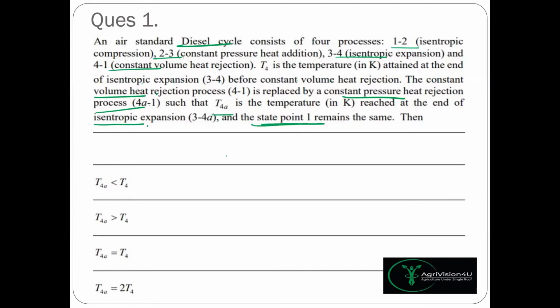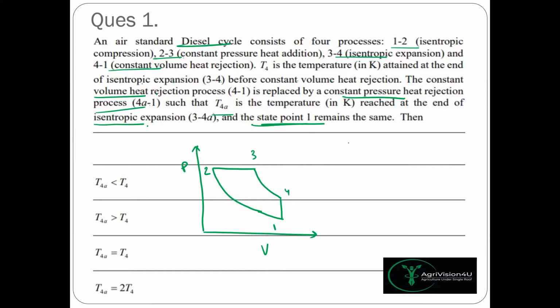So for this, let's just draw the PV diagram first. The first process is isentropic compression, 1 to 2, then constant pressure heat addition, then isentropic expansion, and then comes the constant pressure heat rejection, right? So this is the standard cycle. Now we need to modify it according to the question.